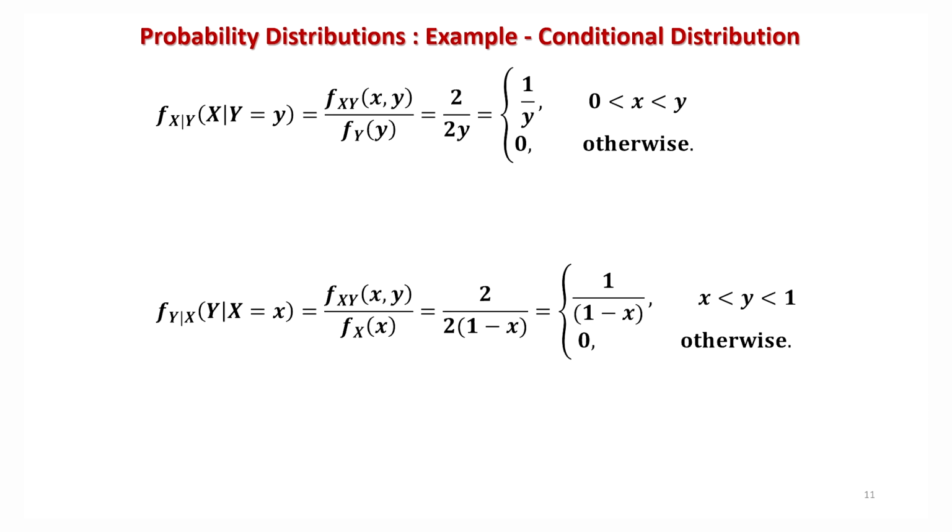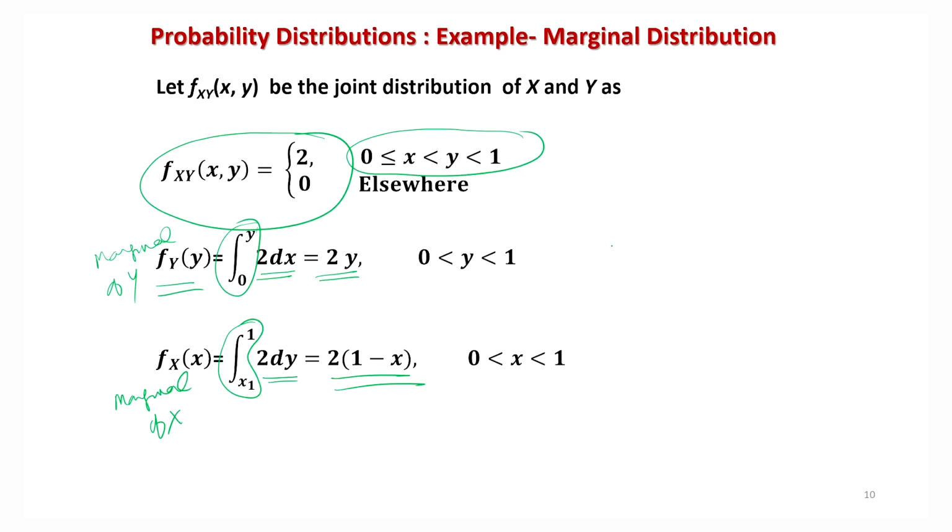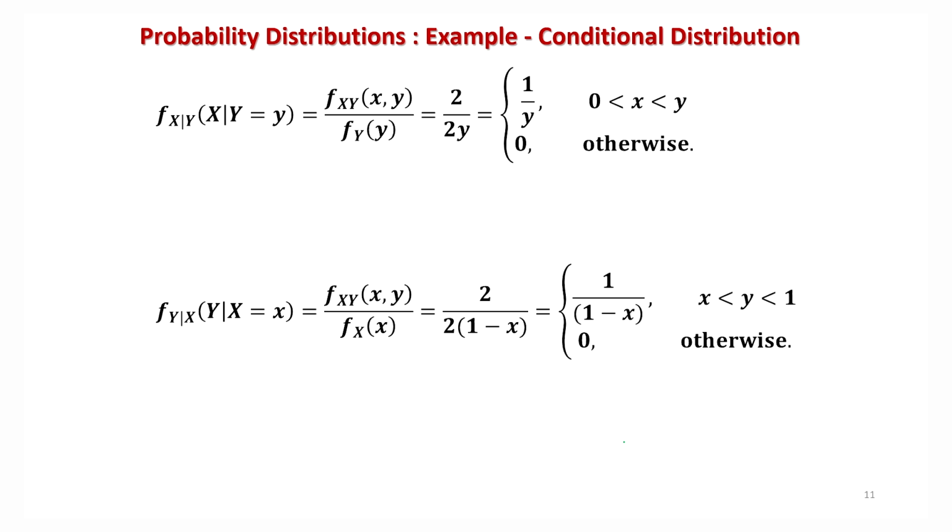Similarly, if you want to find the conditional density function in such a case, you have already found these marginal densities. By the definition, the conditional density function of x given y is the joint PDF divided by the marginal PDF of y. So it will come out to be 2 upon 2y, which is 1 upon y, for x lying between 0 and y, and 0 otherwise.